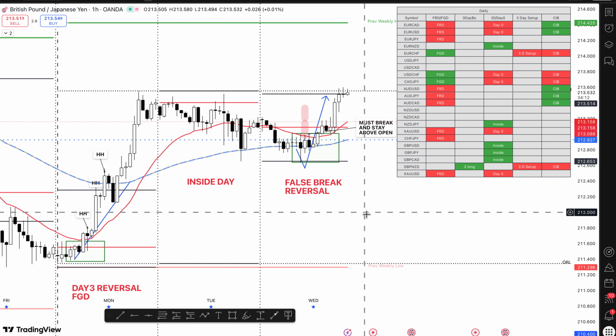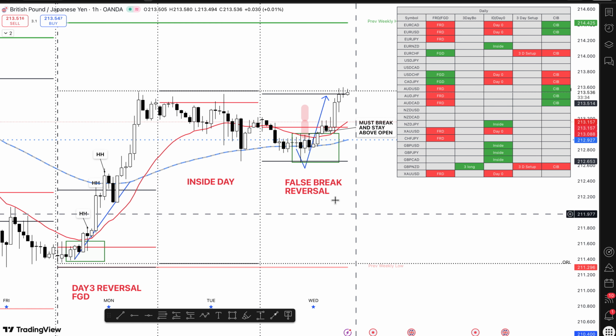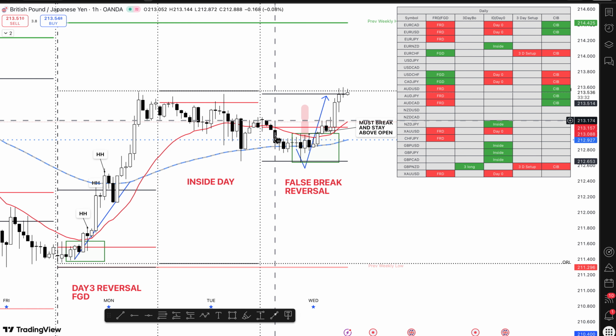GBP-JPY was the very first pair that I saw and observed, and we look at the definition of an inside day. What is an inside day? An inside day is a signal day, a day that is inside of the previous day's high and low. The setup for the inside day is that it presents opportunities such as false break reversals or trend continuations. Having understood that, I can only get two opportunities from here. I know that the market will either give me a false break reversal opportunity or a trend continuation opportunity.